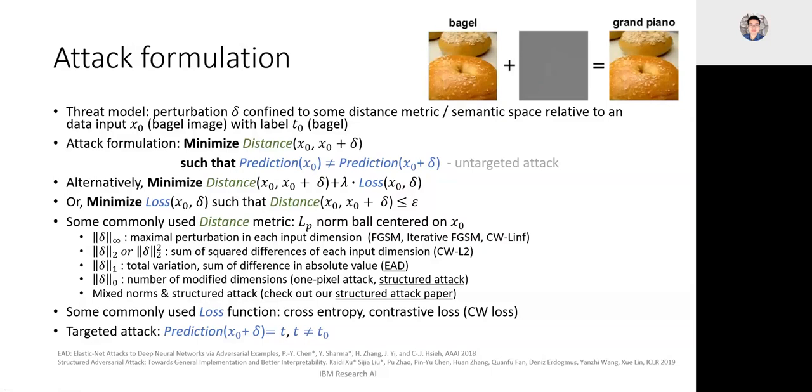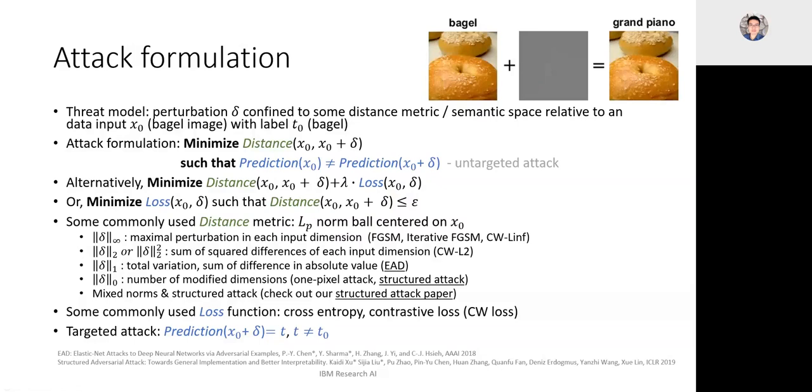There are several alternatives of this attack formulation. You can minimize the distance plus some attack loss function, which is basically a surrogate loss function of the condition that the two predictions on the original image and the perturbed image have to be different. Or you can minimize the attack loss function subject to the distance as a constraint, so you want to make sure the distance between the original image and the perturbed image is smaller than some epsilon distance. Here are some commonly used distances in the literature.